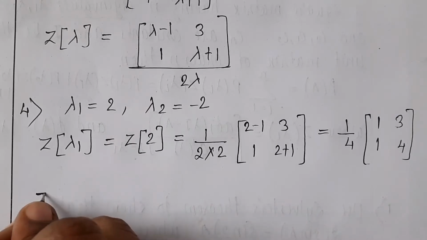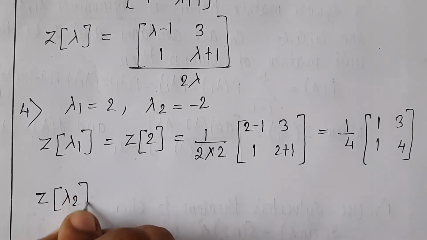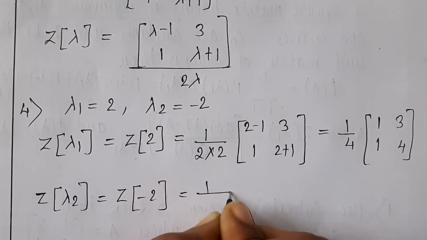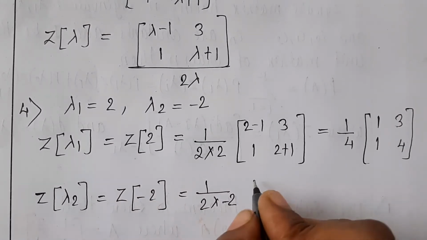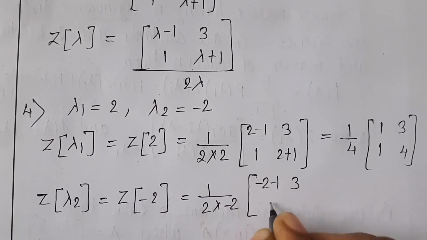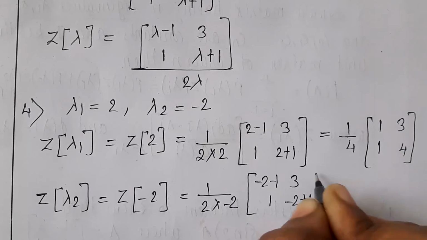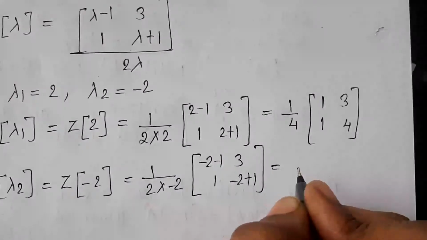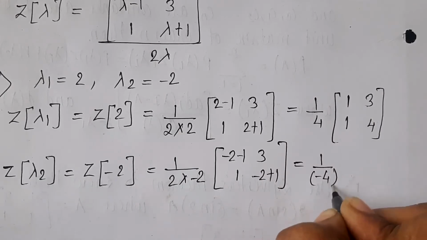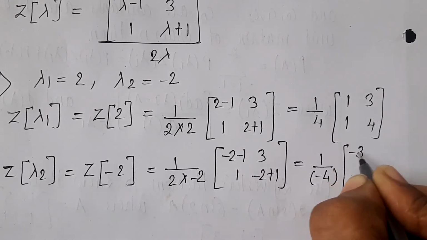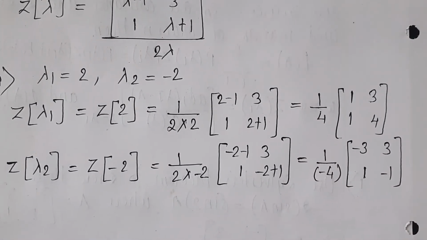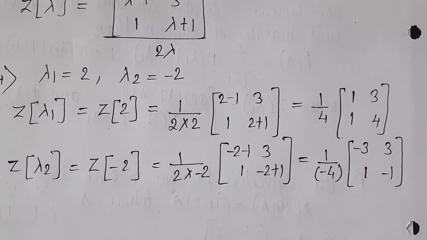Next, find out Z of lambda 2. Z of lambda 2 is equal to Z of minus 2, which is equal to 1 upon 2 multiplied by minus 2, and in the matrix, minus 2 minus 1, 3, 1, minus 2 plus 1. So it is equal to 1 by minus 4 times the matrix minus 3, 3, 1, minus 1. Okay, we obtained Z of lambda 1 and Z of lambda 2.